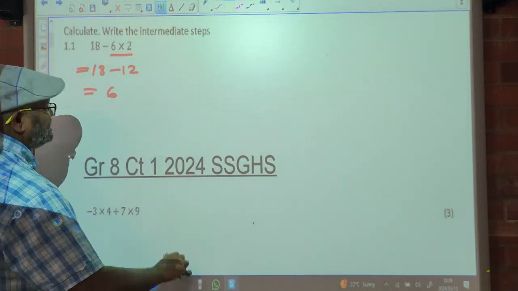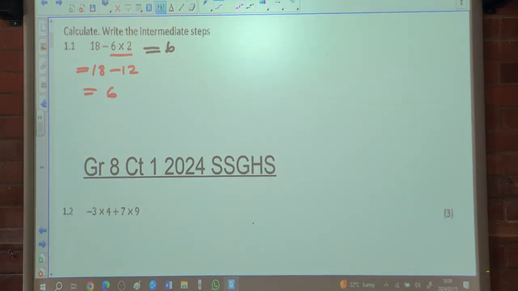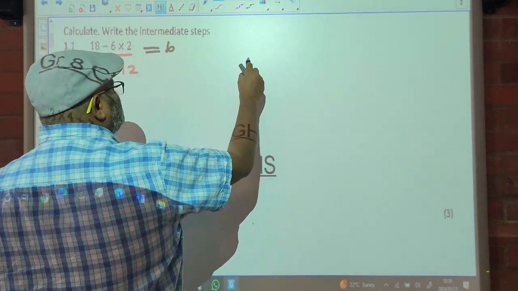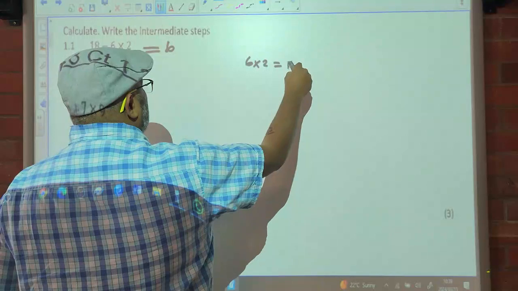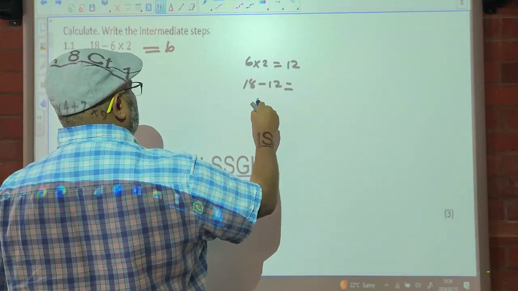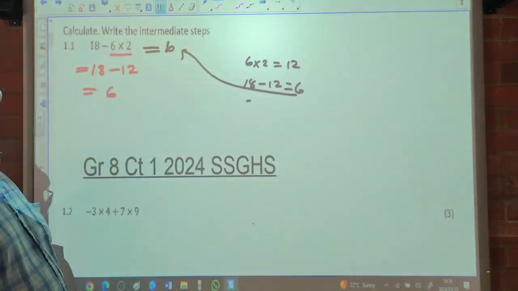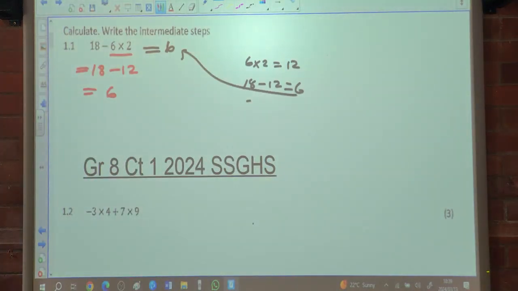People, do not write on the side 6 as your answer. Or don't write on the side 6 times 2 is 12, and then you say 18 minus 12 is 6, and you write 6. Don't do things like that. Do not break the sum up. Keep it together.